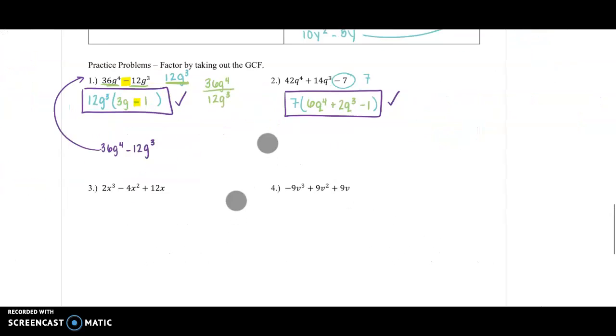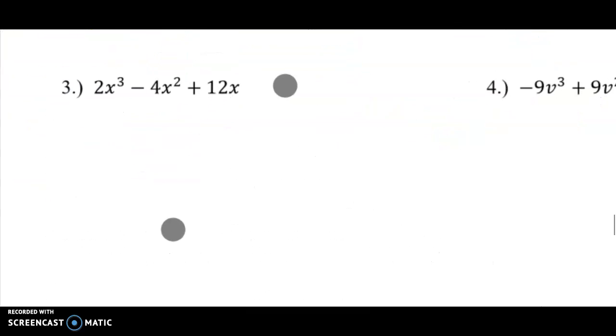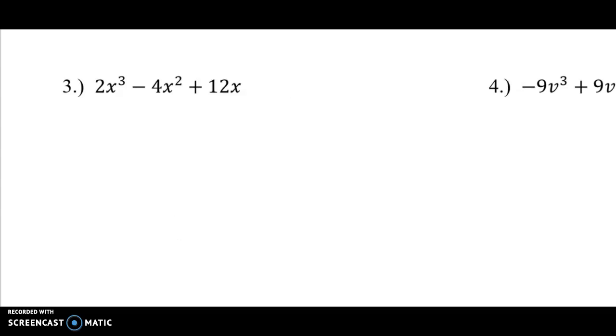Let's go ahead and look at number 3. Okay, first thing I want to see what my GCF is. So 2, 4, and 12. The largest number that goes into all three of those would be 2. I have x to the 3rd, x squared, and x. The largest amount of x's in all three of those is just 1. So all I can do is take out an x.